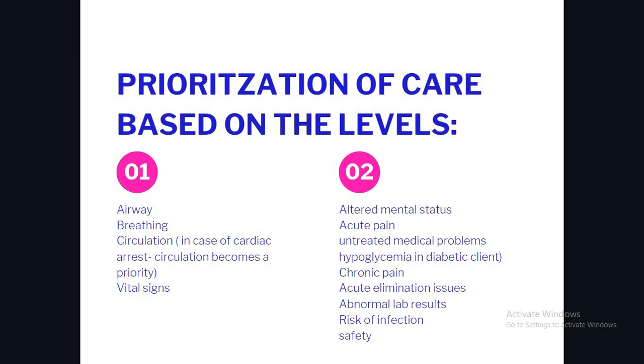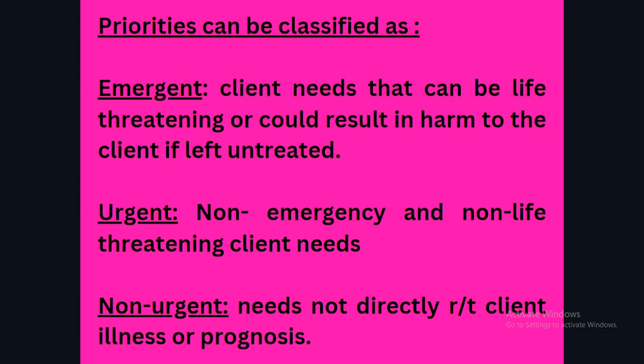So the prioritization of care is based on levels. Level one includes airway, breathing, and circulation, and the vital signs. Once these are met or attended, then you can focus on the other needs like altered mental status, acute pain, untreated medical problems, hypoglycemia in a diabetic client, chronic pain, acute elimination needs, abnormal lab values, or risk for infection, right? Or you can classify the priority needs as emergent, urgent, or non-urgent.